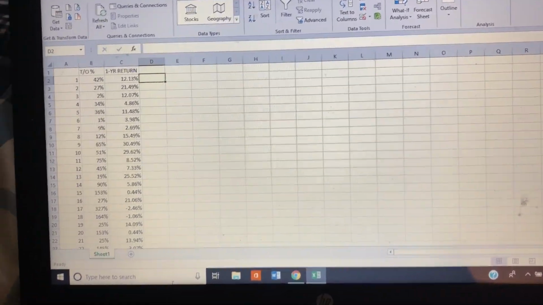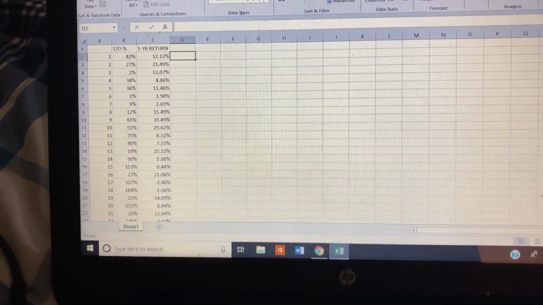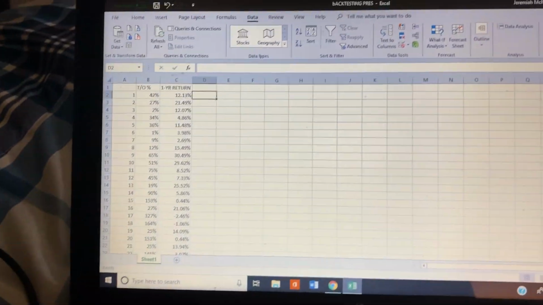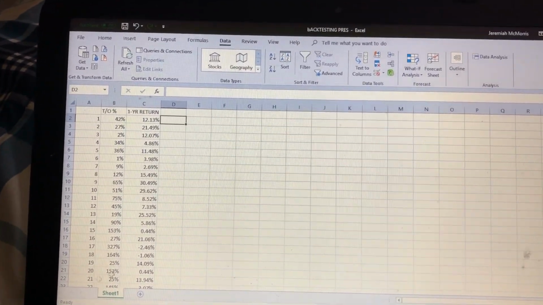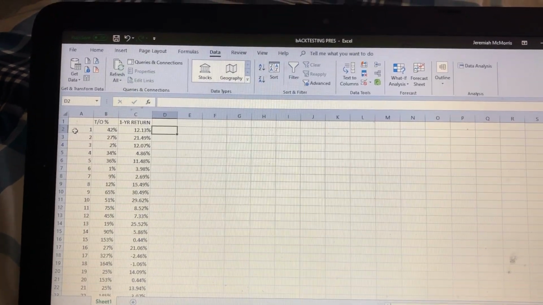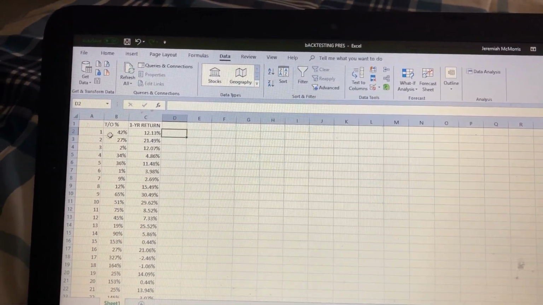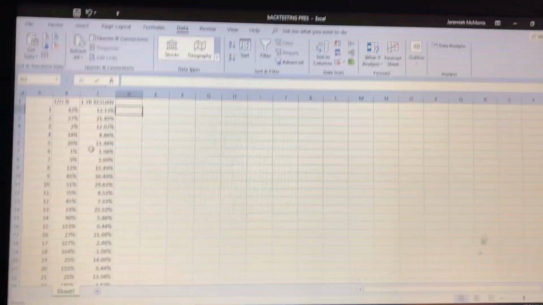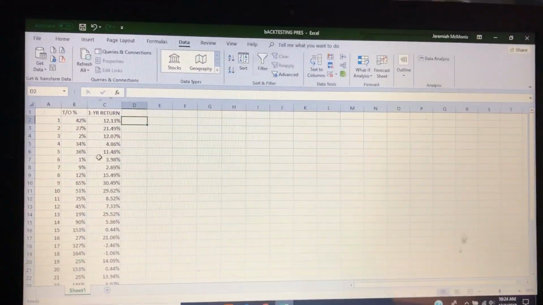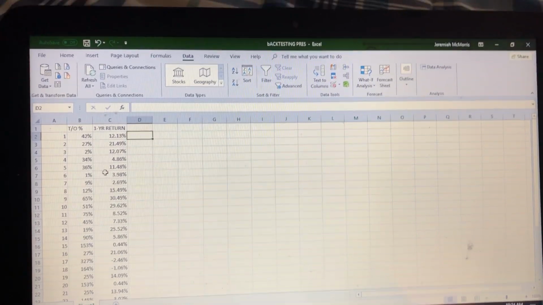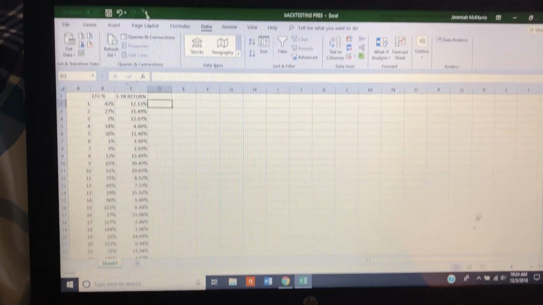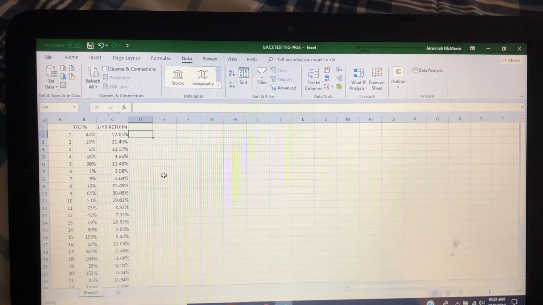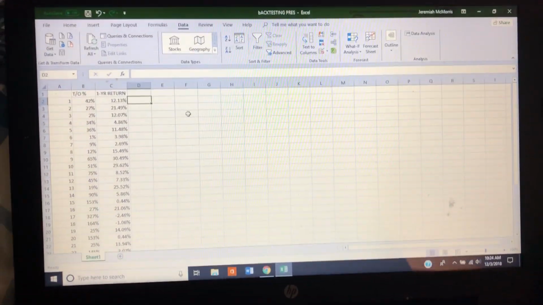So I pulled 30 sets of data. I don't have the fund symbol, but I do have the numbers here. I have the turnover ratios in B and the 1 year return in C. So what I'm going to go ahead and do is run the regression to prove that the higher the turnover, the lower the return.